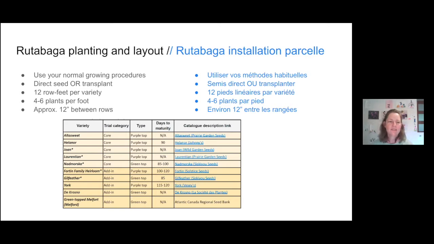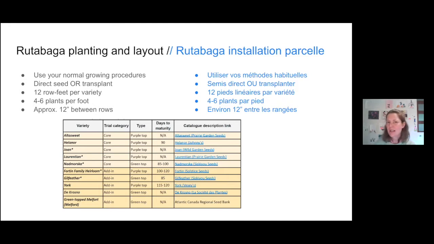So you'll plant these according to how you would normally grow rutabaga. We've provided some guidelines in your protocol, but if the guidelines contradict how you know how to grow this crop well, please grow it the way you know how to grow it. It's okay to either direct seed or transplant it, based on your preference. This won't really affect how you evaluate it because most of the evaluation happens closer to harvest time, and it really doesn't matter how it got put in the ground.